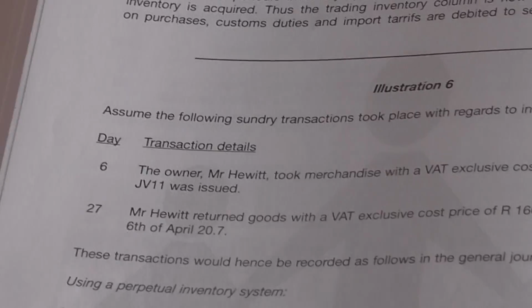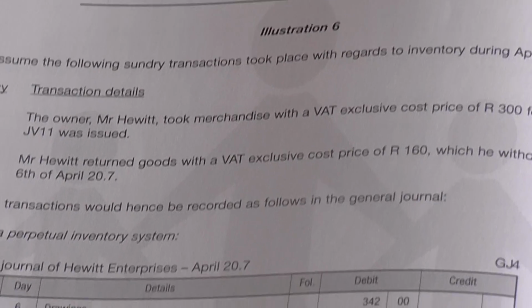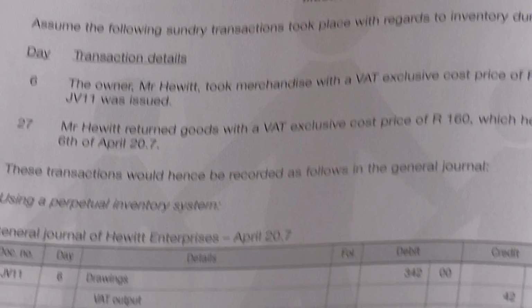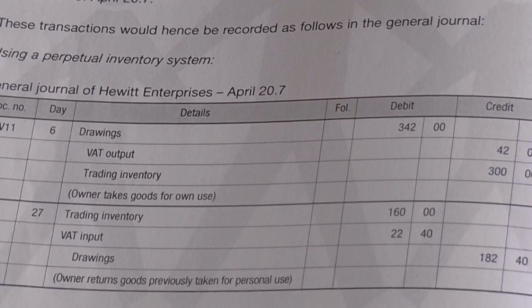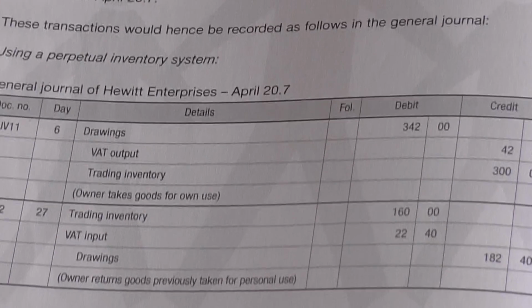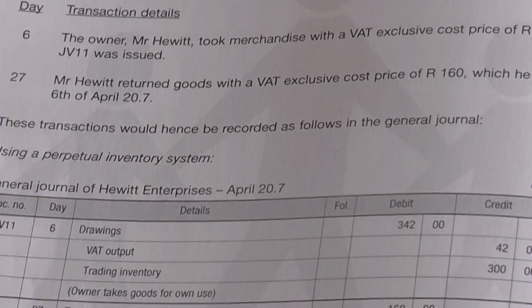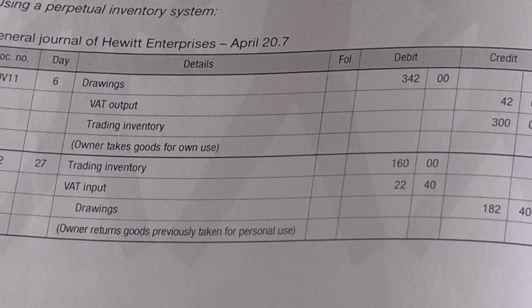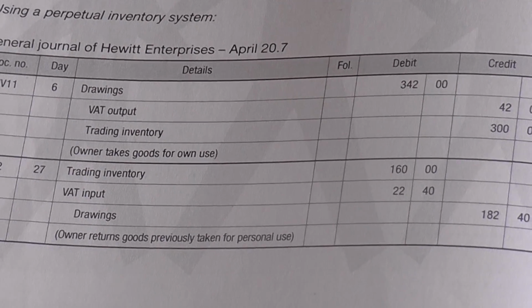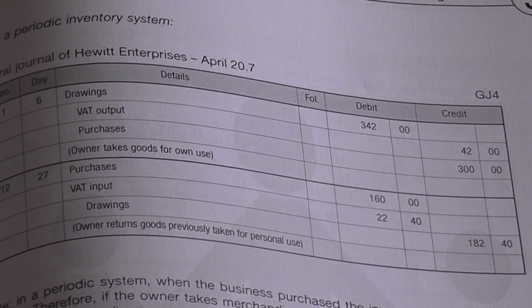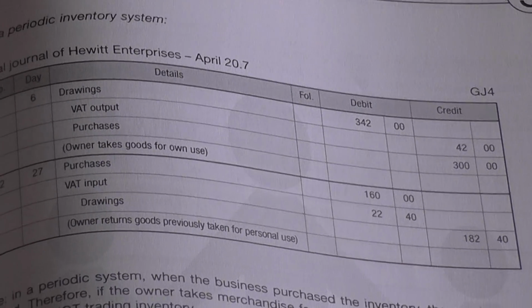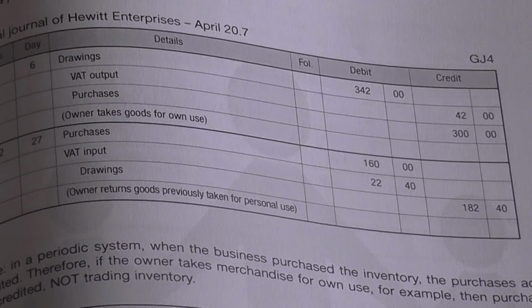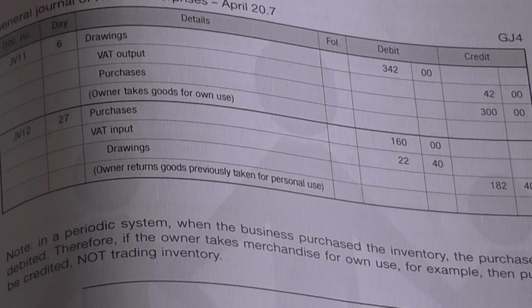Okay, now let's get back here. Now the owner, Mr. Hewitt, took merchandise, and Mr. Hewitt returned goods with a VAT exclusive amount. So under the perpetual system, that would be drawings and trading inventory. Drawings and trading inventory, and all that changes once again is purchases. So all your trading inventory falls under purchases. See, it's the same account, just the only thing is trading inventory changed to purchases.